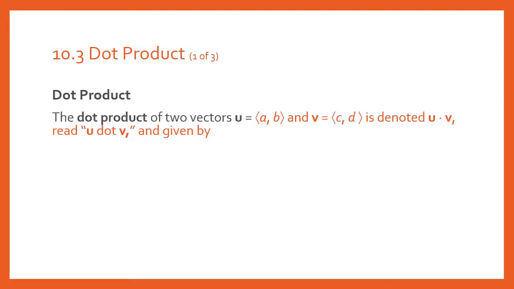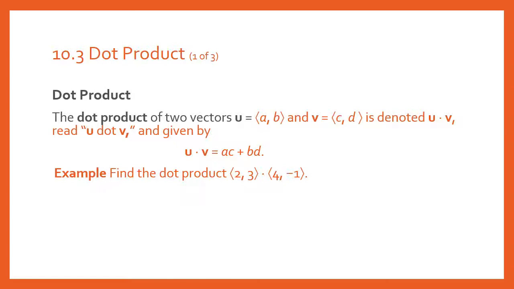Okay, a dot product of two vectors, u and v, is denoted as u dot v, and here's how you figure it out. You do a times c plus b times d. So with the dot product, you get a single number answer. This is on your formula sheet, by the way. So if we want to find this dot product, we're going to do 2 times 4. We're going to do 3 times -1, and we're going to add the result together and get 5.